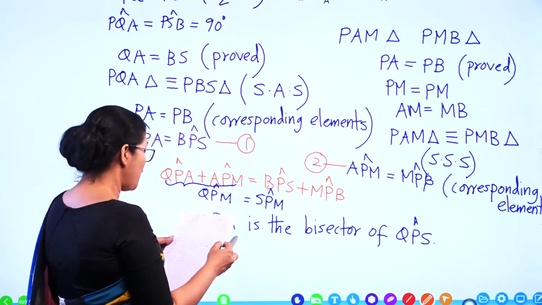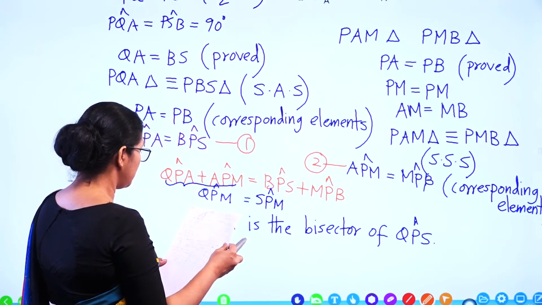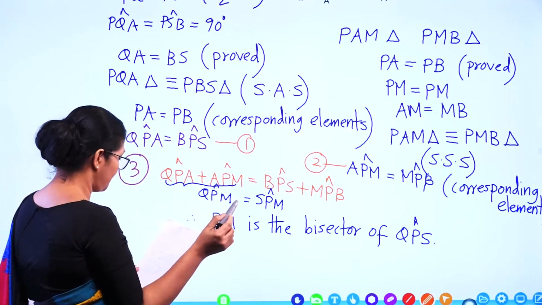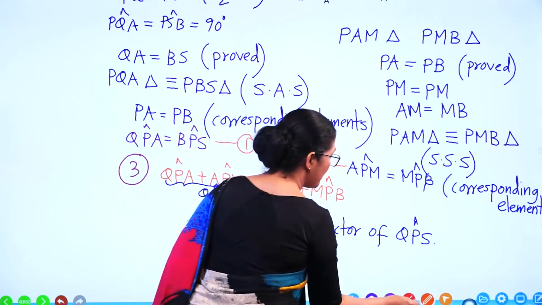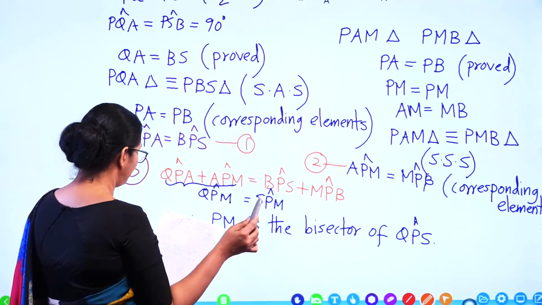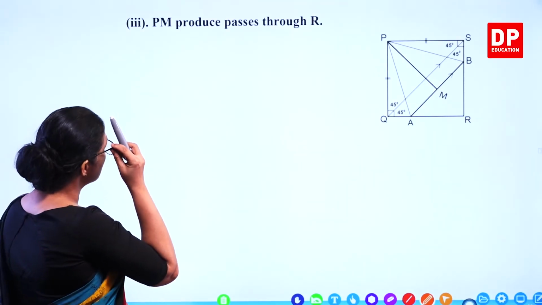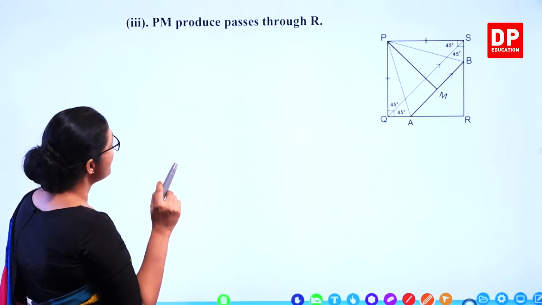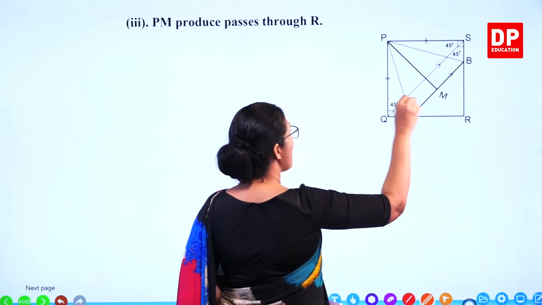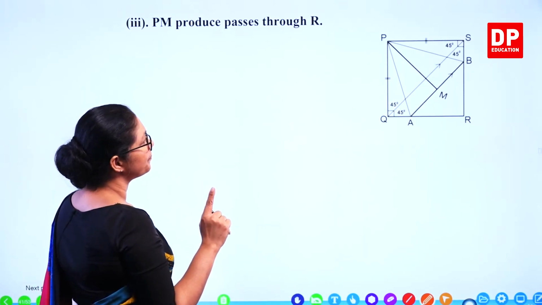How many marks for that step? You are getting 3 marks for that. And the last step? So last step also you get 3 marks. Show that PM produced passes through R. So we found out.